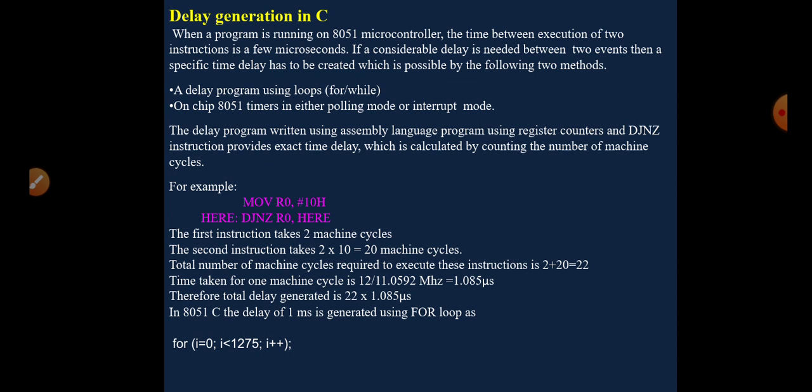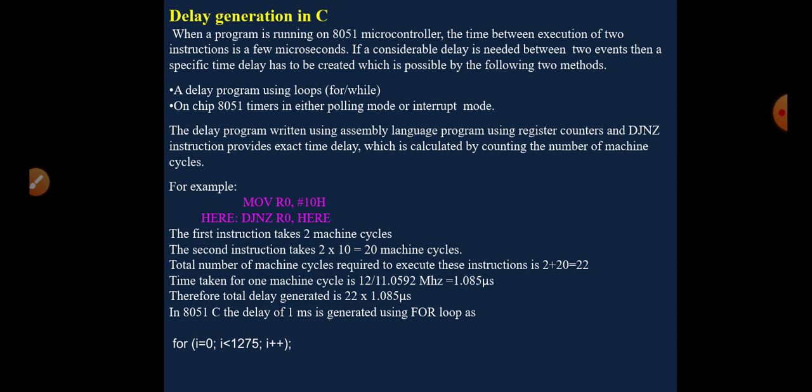Whatever the content of R0 is, each time this DJNZ instruction is executed, decrement jump if no zero, first the content of R0 will be decremented. After decrementing it, the content of R0 will be tested. If all the bits of R0 are not equal to 0, then the branch will be made to the labeled instruction, that is here. Again it comes back. So repeatedly, until R0 becomes 0, this statement will be executed.